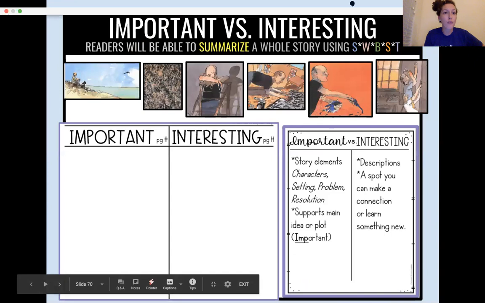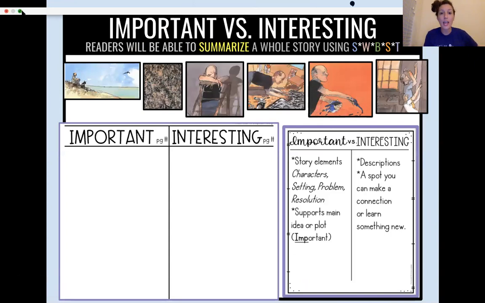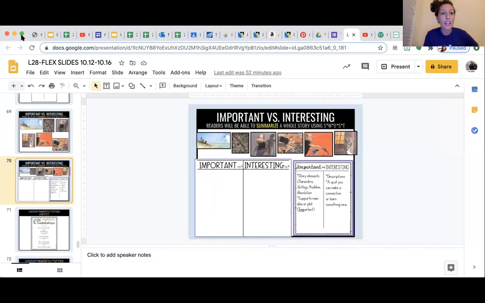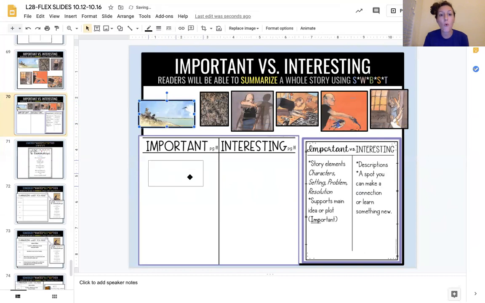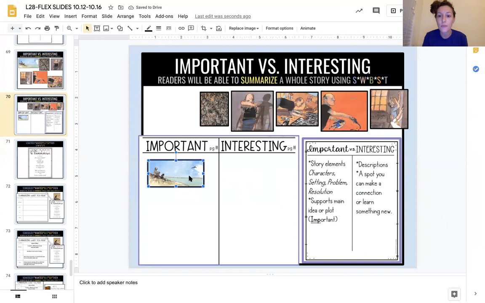I'm going to drag and drop these to my chart to show you examples of what's something that is just important and what is something that is just interesting. And if I forget, we can look back at this chart to check our thinking. So let's start with this first illustration here of Jackson on the beach. Is it important that he is watching the gulls on the beach? Does that tell me about the character, setting, conflict, or resolution?